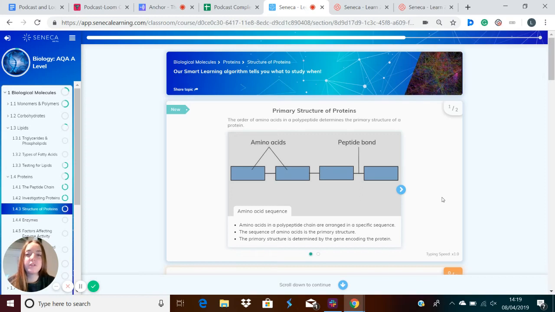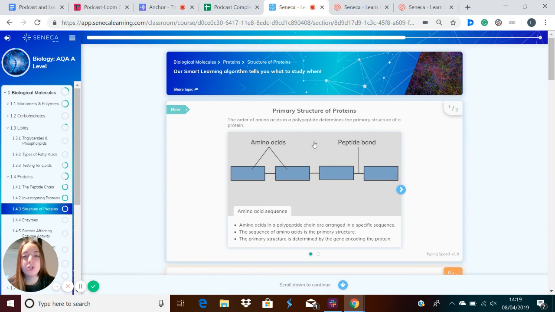Let's take a look at the structure of proteins. So there's several levels to protein structure. You've got the primary, the secondary, the tertiary, and the quaternary structure. So I'm going to go over those different levels and what is different between them.